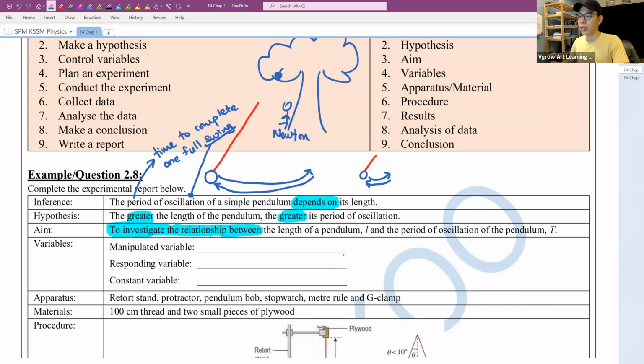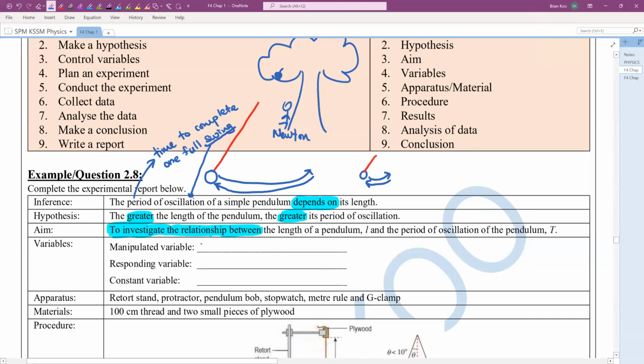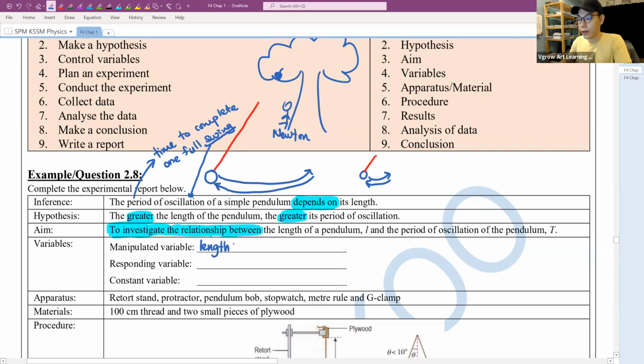Do you think the length of pendulum is the manipulated variable or the responding variable? Manipulated. Yeah, manipulated variable. So we will write down the length of pendulum, comma L, like that. Which is basically this one now, because I'm looking for the relationship between two things, right? So one I manipulate, one I get as a result. R stands for the things that you get as a result. R stands for result.